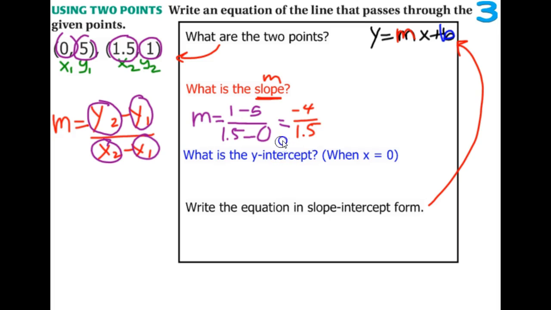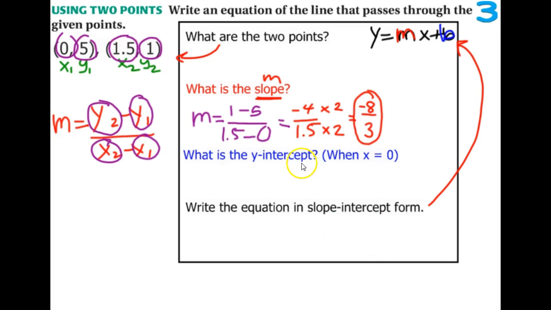Let me erase this b for a second. So this is a nice slope. However, I don't really like slopes that have decimals in it. So to get rid of this 0.5 or 1/2, instead of dividing, I can actually multiply by a number. In this case, 2, because 1/2 2 times would give me a nice whole number. So negative 4 times 2 would be negative 8, and 1.5 times 2 would give me 3. So there's my slope. That's a lot nicer numbers than a decimal.